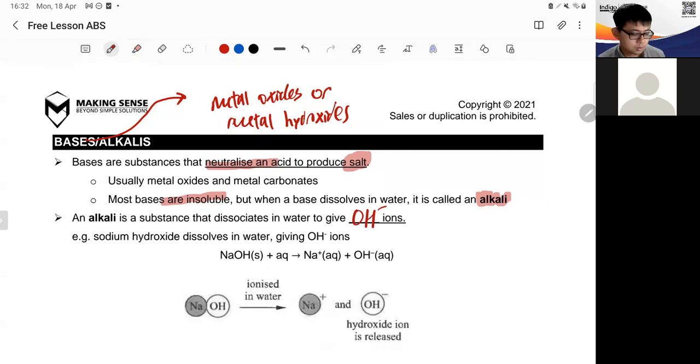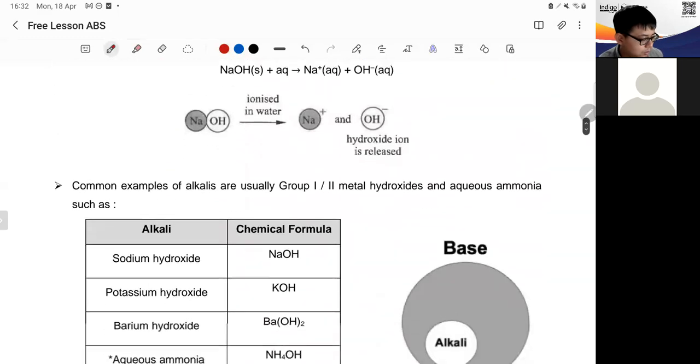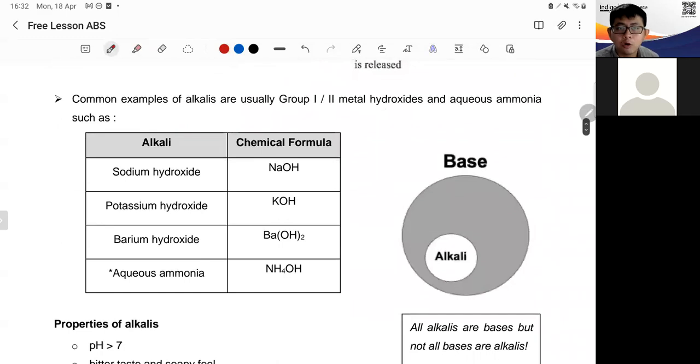We have probably seen this Venn diagram before. It says that all alkalis are bases, but not all bases are alkalis, because the one in gray is the set of all bases that exist. Within that set, there's a small complete subset that can dissolve to form alkalis. So all alkalis are bases, but not all bases are alkalis. Hope this part makes sense.